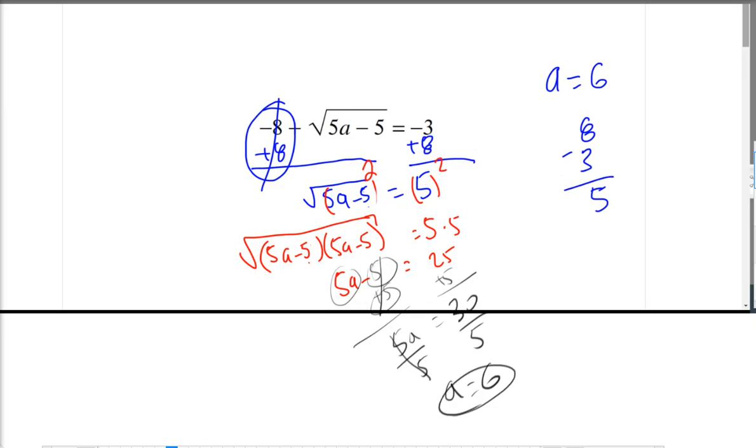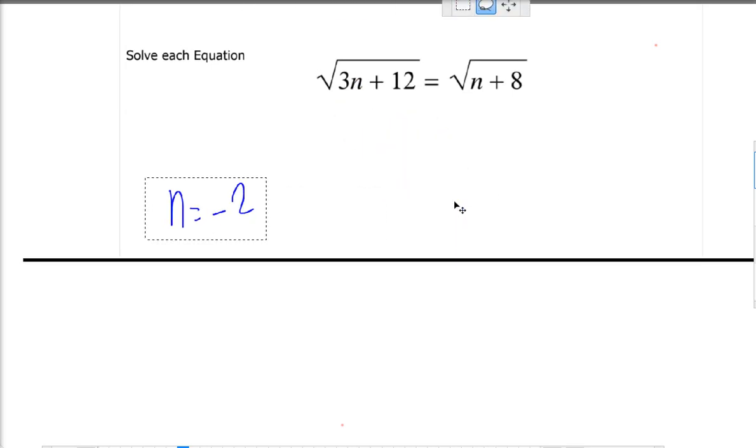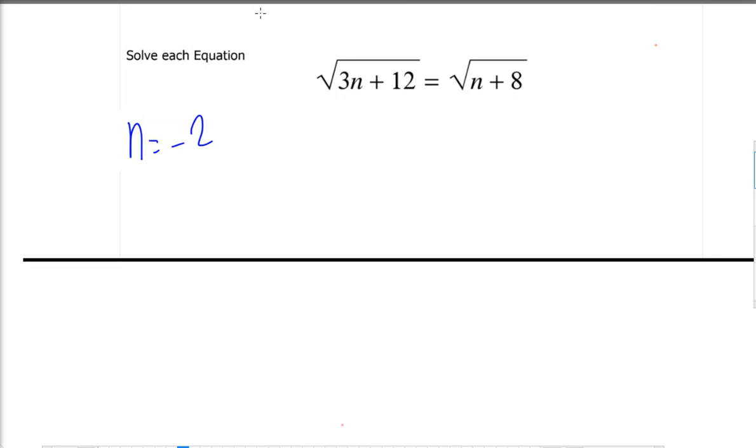Okay. All right, so let's go to the next one. This is question number 8, and n has a value of negative 2. So let me move this out of the way. Okay, so let's see. We have square roots. All right, so we're going to get rid of the square root. The way we get rid of the square root is that we're going to square the left and we're going to square the right. So I just multiply 3n plus 12 2 times.